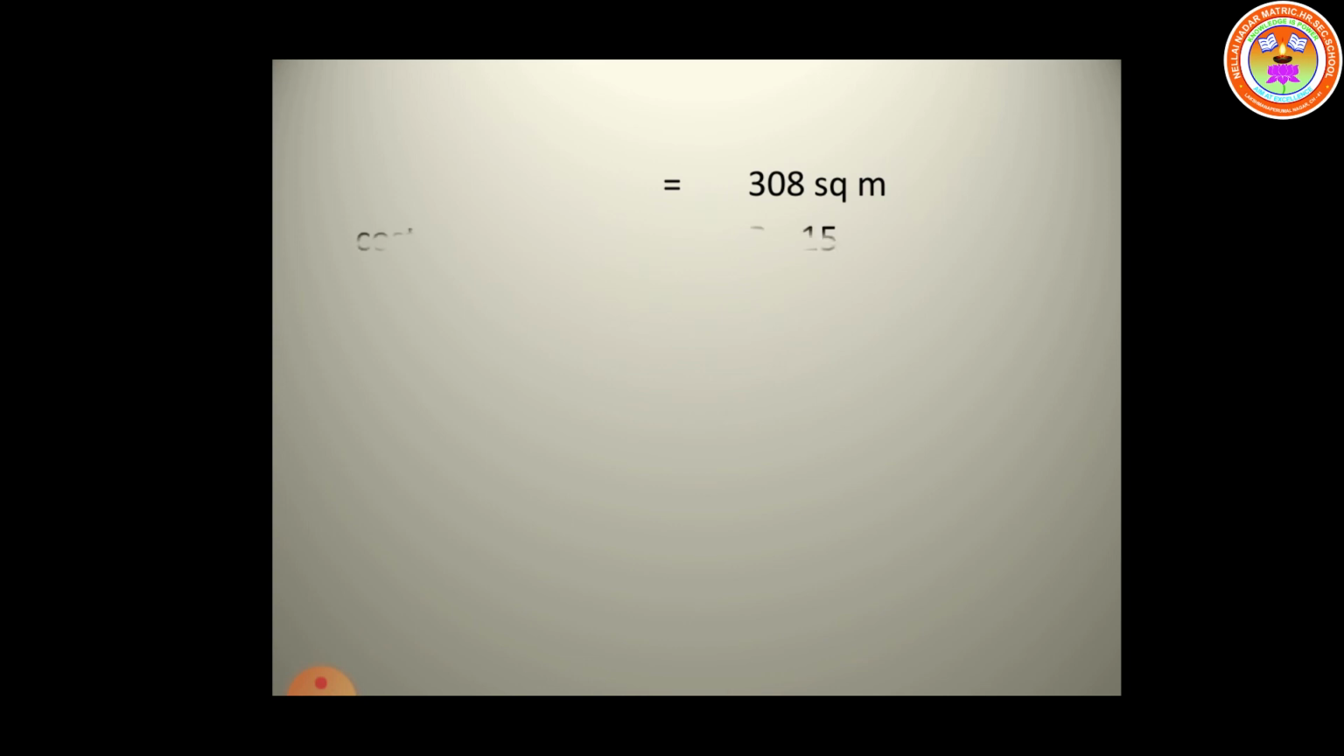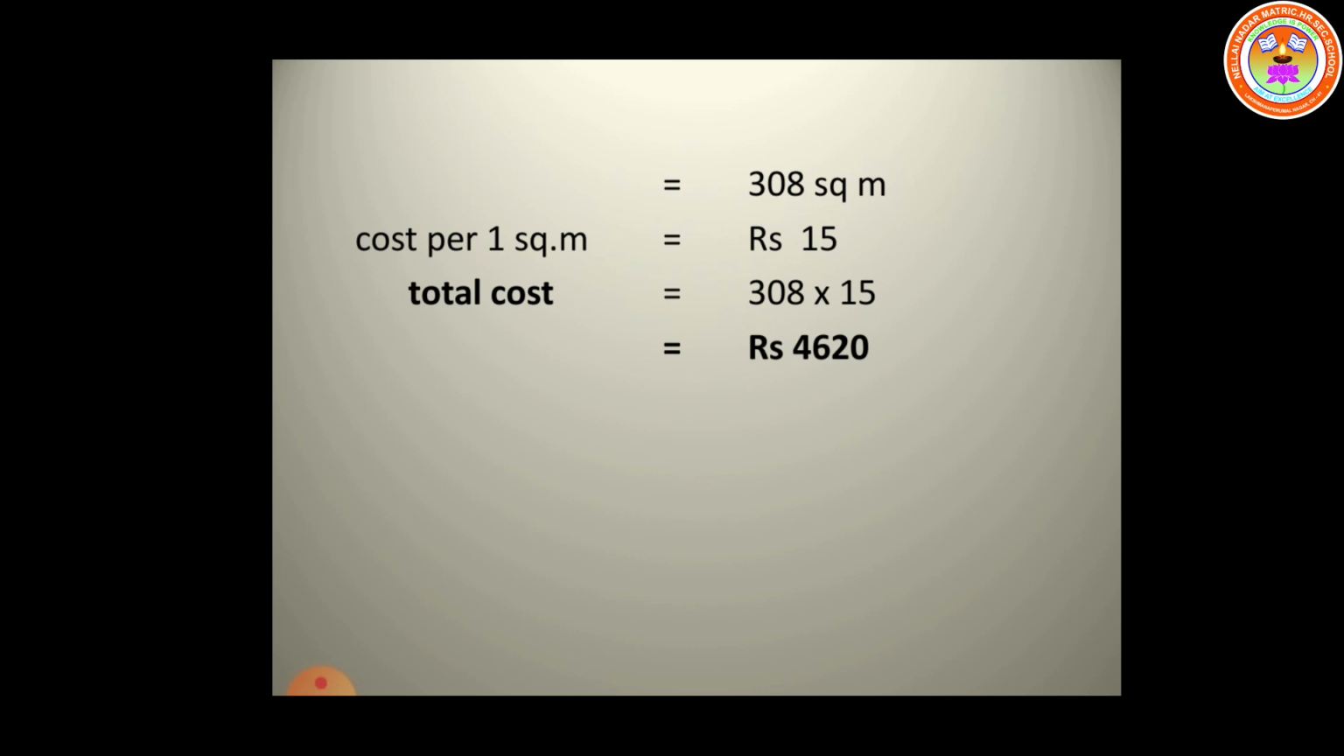Now, cost per 1 square meter is rupees 15. Total cost we can get both multiplied. 308 multiplied by 15 we get the total cost rupees 4620. What is the cost? Rupees 4620. Now, let us recall what we have learnt today.